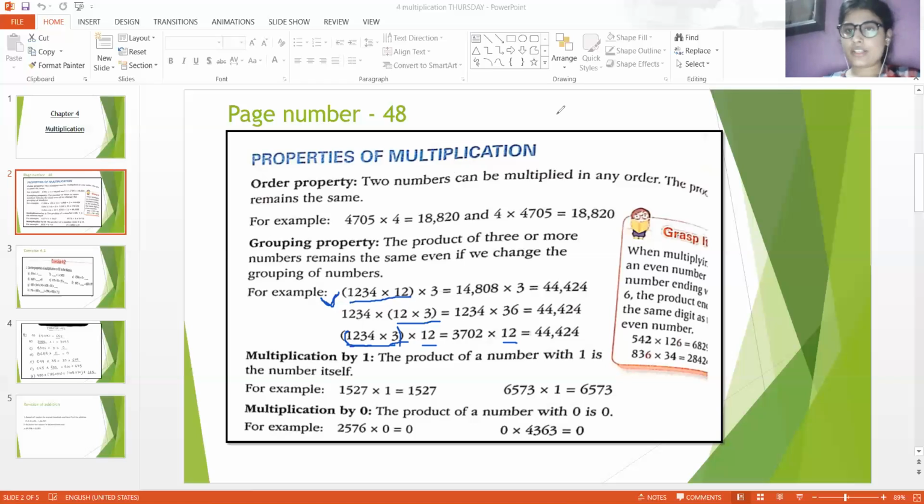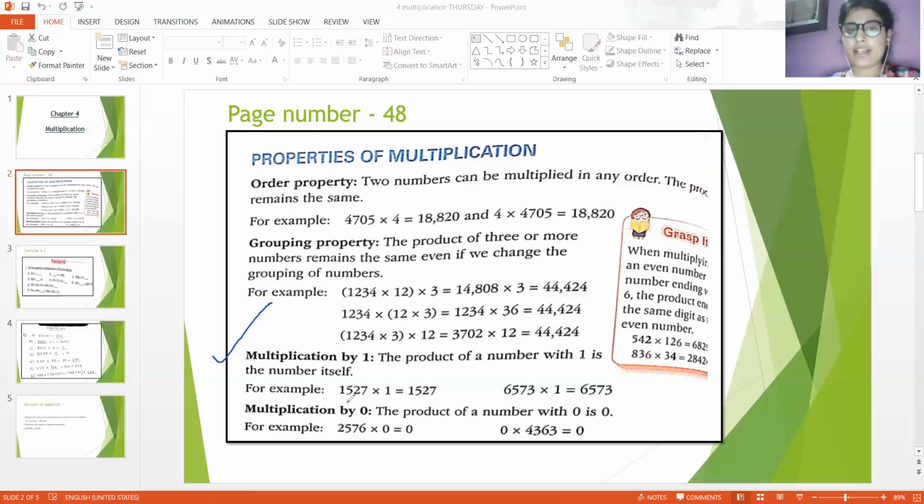Now let's study the third property, multiplication by 1. Whenever we multiply any number with 1, the answer will remain the same. For example, multiply 2 with 1, the answer will be 2. Multiply 3 with 1, the answer will be 3. Whenever we multiply any number with 1, the answer remains the same.